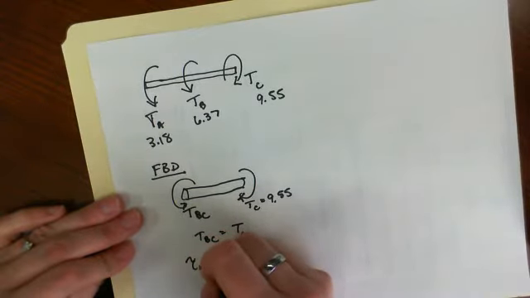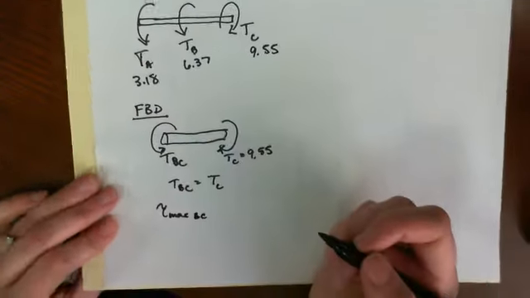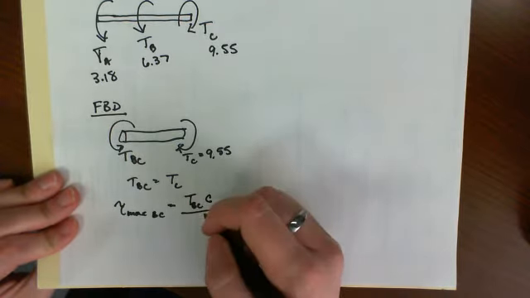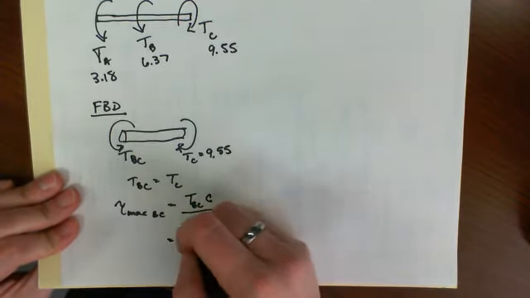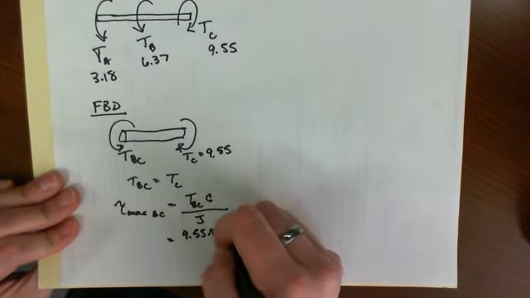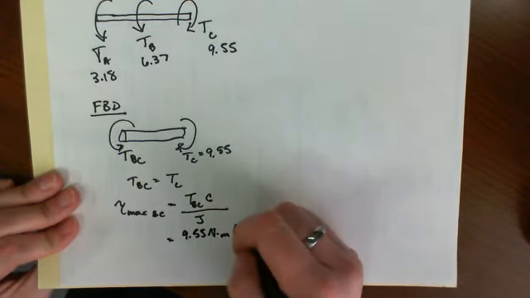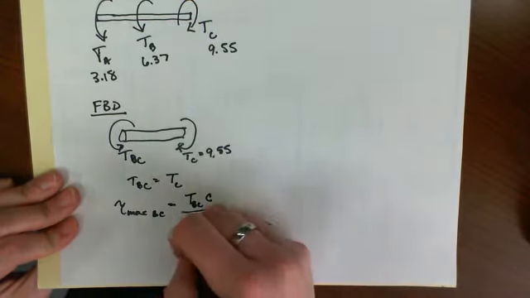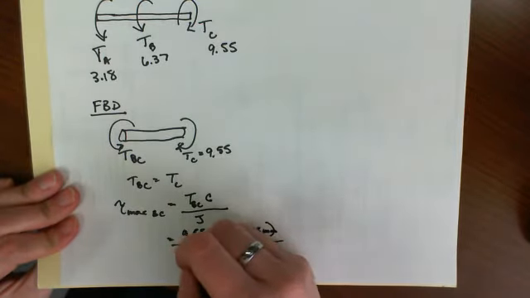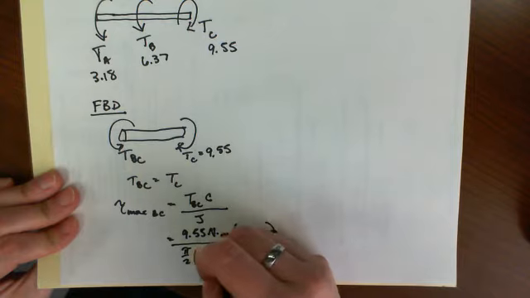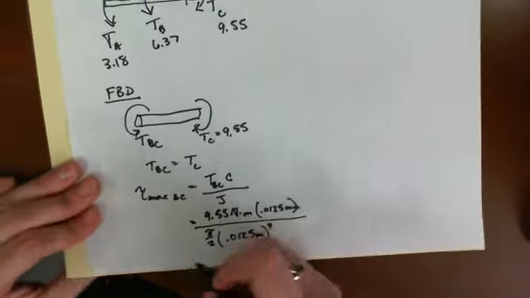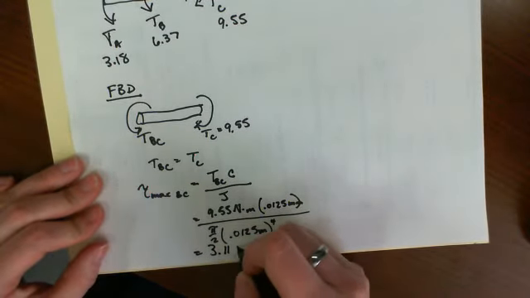Therefore our max shear stress between B and C is equal to the torque BC times c, the radius, over J. So we have 9.55 Newton meters times our radius, 0.0125 meters, sorry, over J, which is pi over 2 times the radius to the fourth, which is 3.11 megapascals.